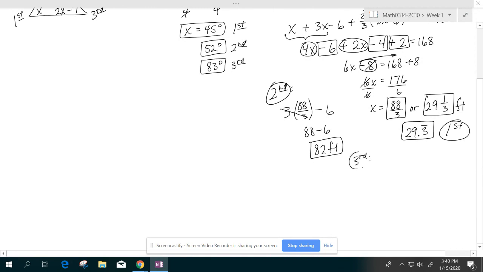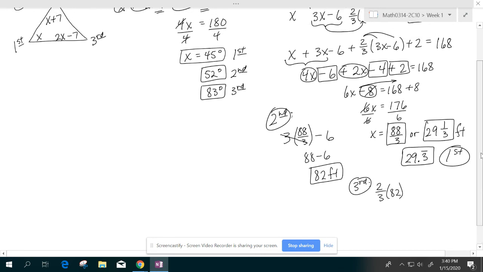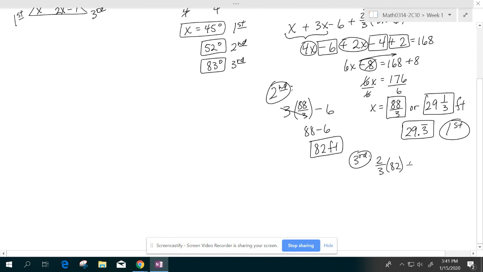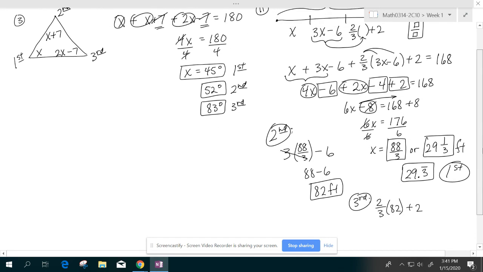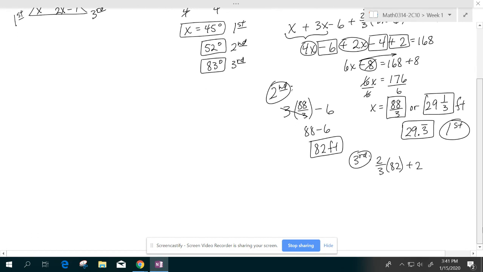All right, so here we go. Third piece. That's going to be 2/3 of... Do you remember when I read it to you? It was 2/3 of the second. And so what was the second piece? 82. 2/3 of the second plus 2. If I scroll up and look at that, 2/3 of the second plus 2. And so I need somebody with a calculator that knows how to use it to give me that value.